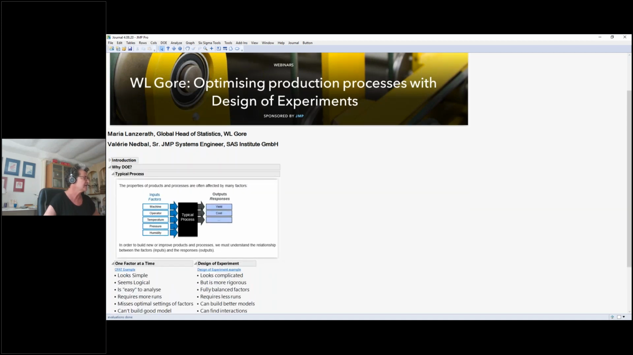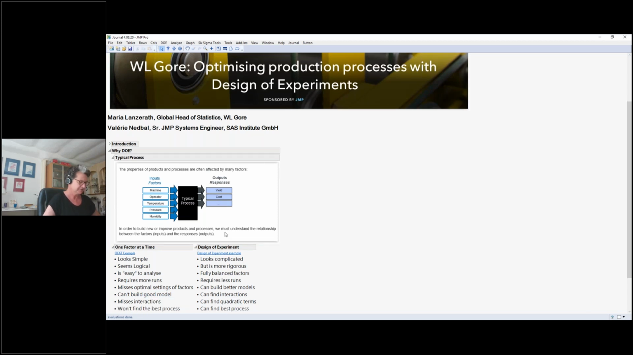So what is a typical process? In a process, many input factors are involved, affecting the outputs. Ideally, you would like to maximize yield and minimize costs. Therefore, it is important to understand the relationships between the input factors and all those responses in order to produce sustainable and robust products and processes. A common approach is one factor at a time, or OFAT, experimentation.